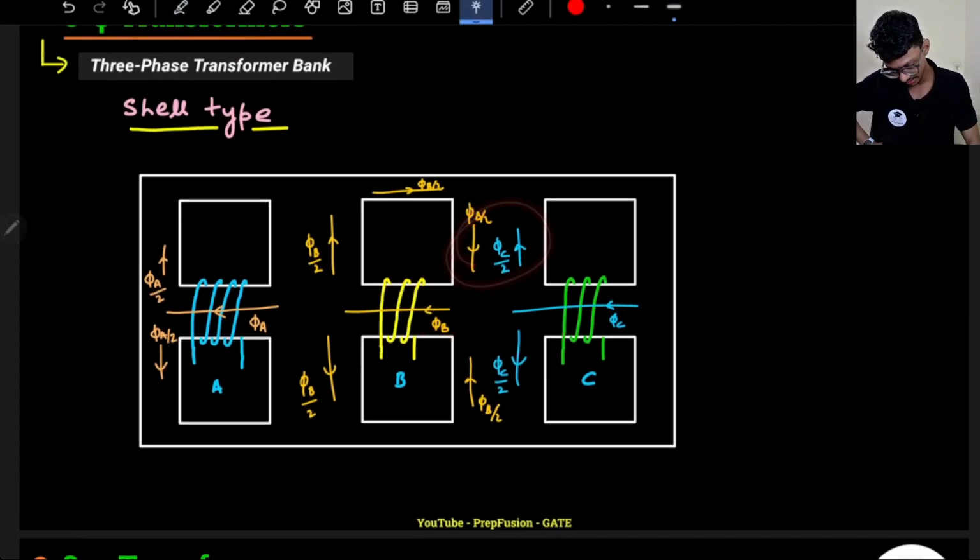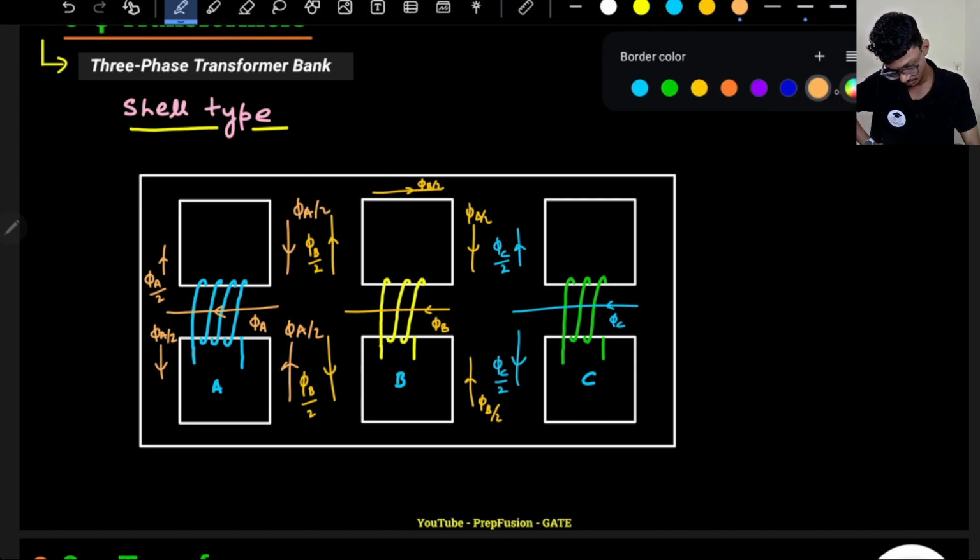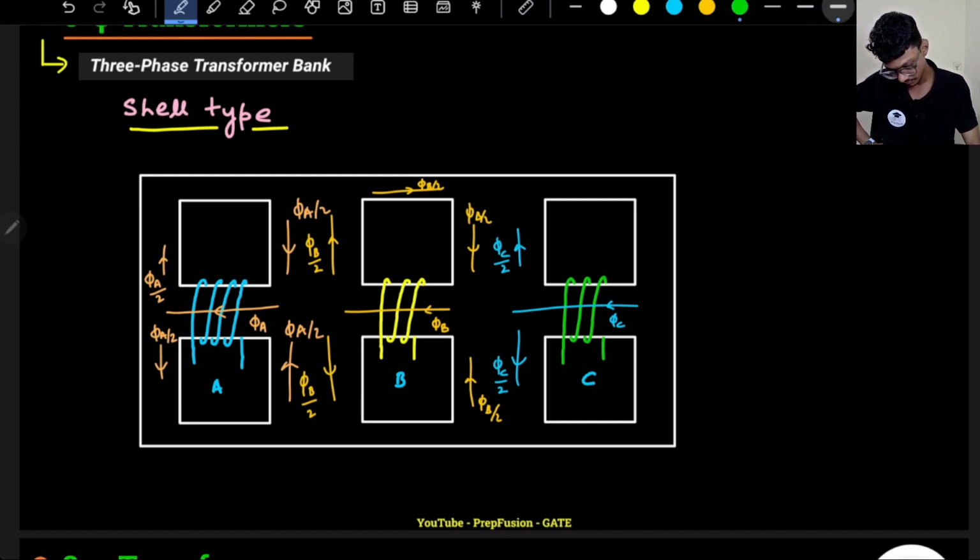Let's assume any place, or let's assume with respect to phi a. If I see, the phi a value will be coming from here, phi a by 2 coming from here, phi a by 2. So at this value here, what is the flux? Here the flux is phi a by 2 minus phi b by 2.